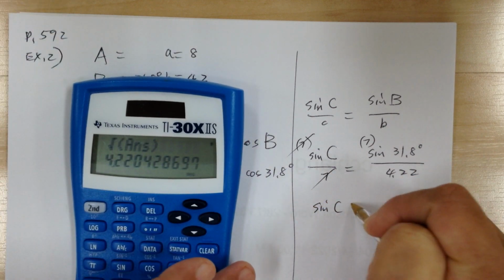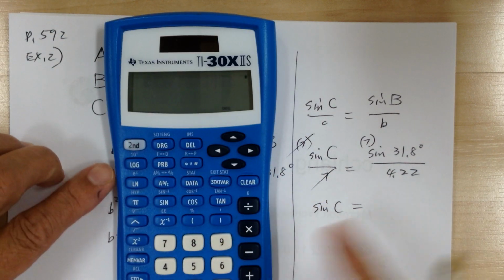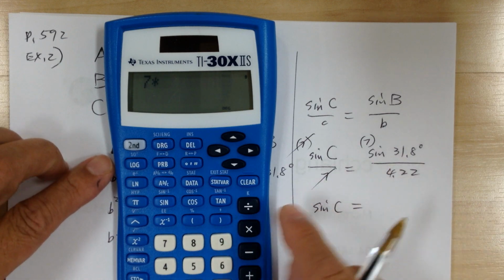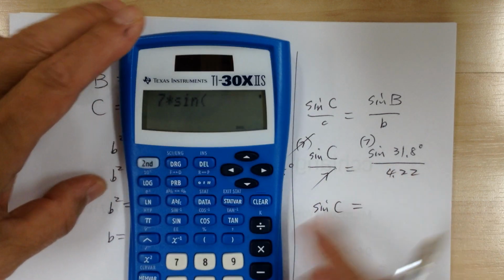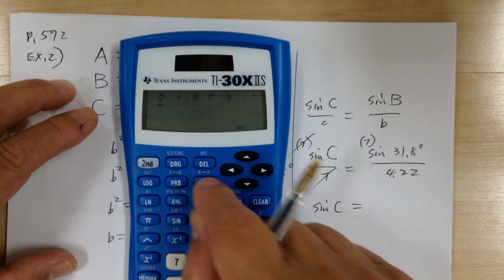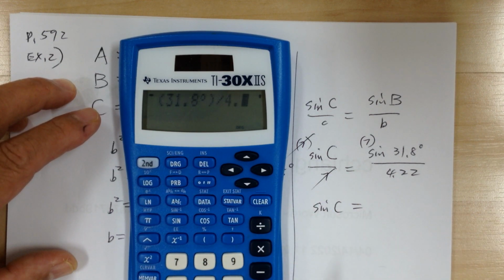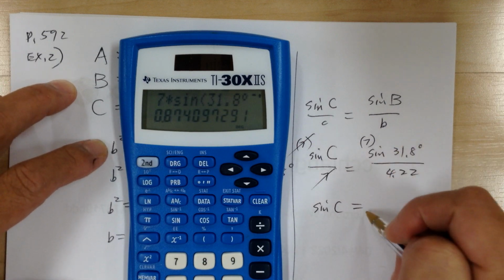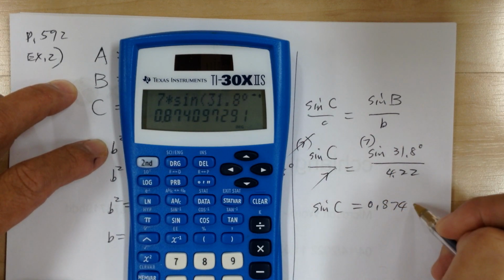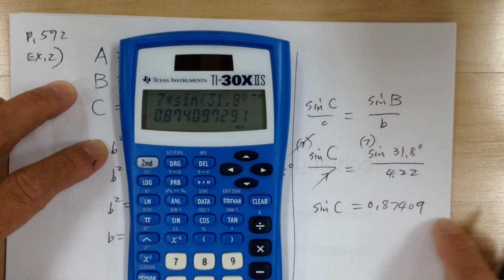So you get sine of C equal to, that gets calculated. So 7 times sine of 31.8 degrees divided by 4.22 equal, you get 0.87409. Okay, I can carry extra digits.